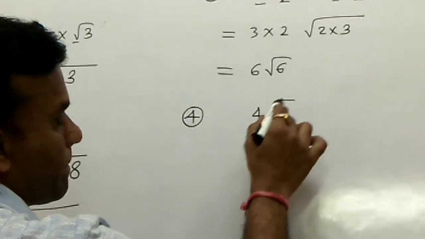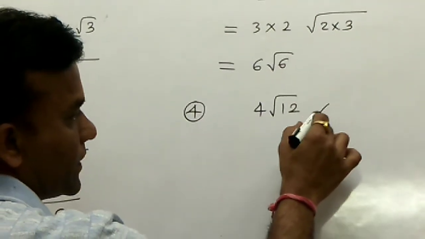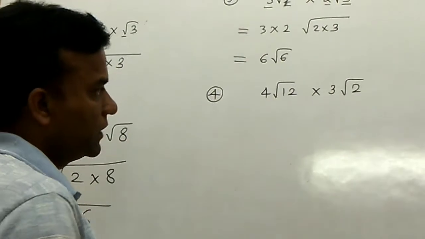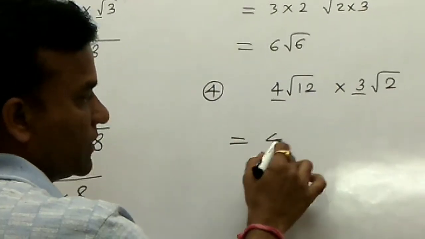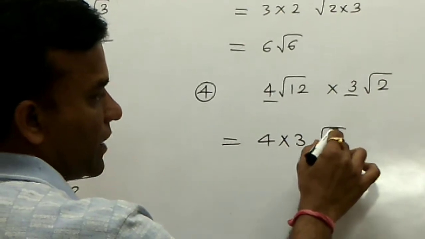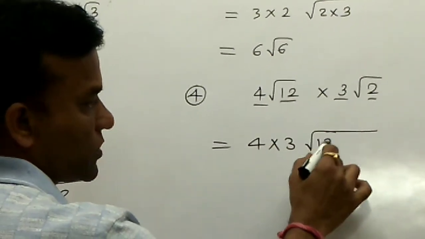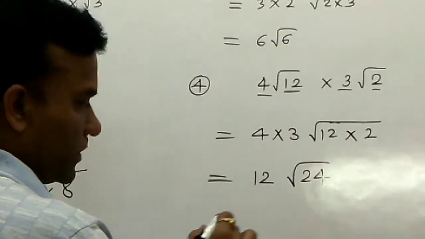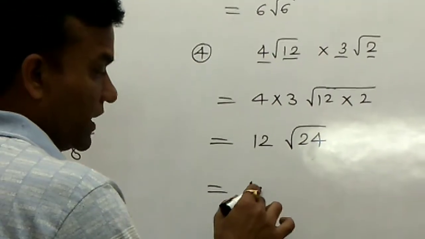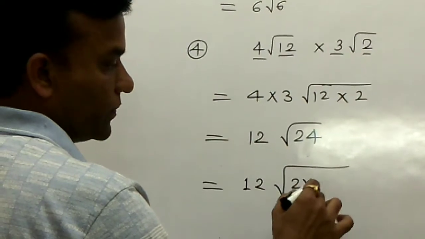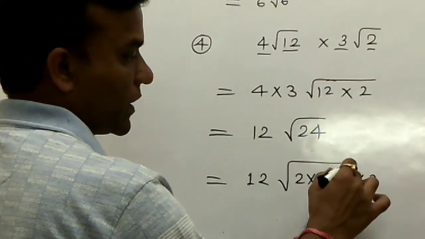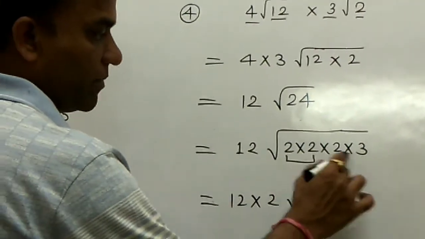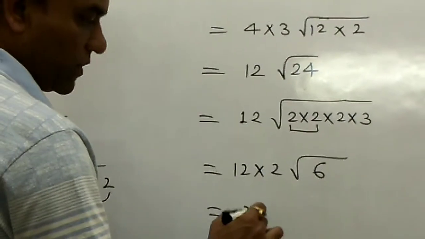Now again we have another example: 4 root 12 multiplied by 3 root 2. Again the outside values multiply: 4 into 3, which is 12, and the inside values 12 and 2 multiply, giving 24. But you simplify this term. The factors of 24 are 2 into 2 into 2 into 3, but here the 2s have a pair, so 2 comes outside, making 12 into 2, and inside the number is 2 into 3, which is 6. So you have 24 root 6.